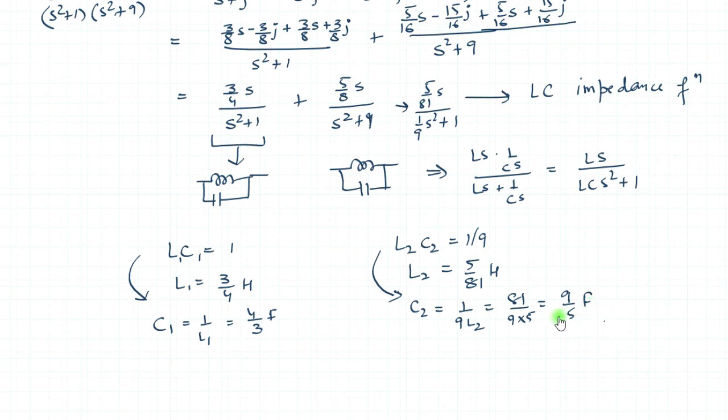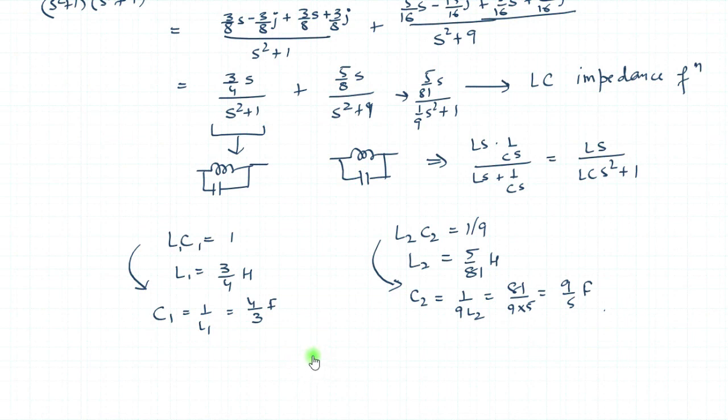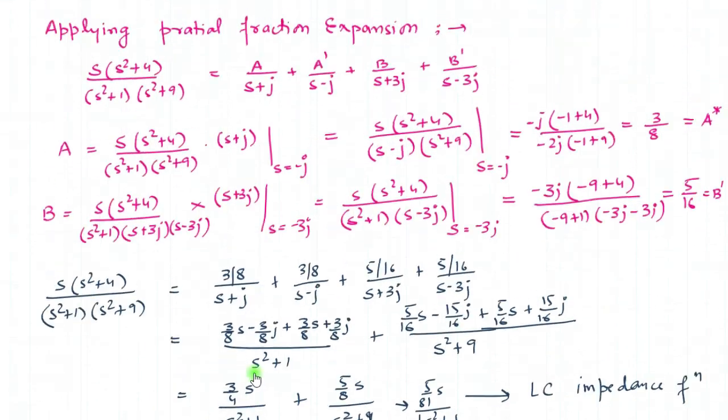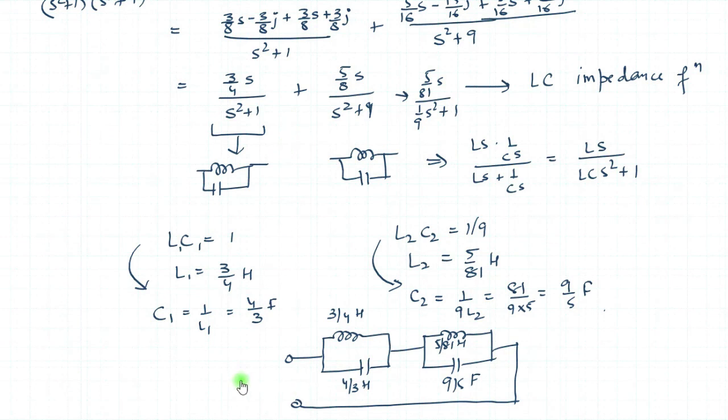So after decomposition, I have all the values of L and C. I can draw the circuit, and the circuit will be a parallel combination of L and C, where L1 will be equal to 3 by 4 Henry and C will be equal to 4 by 3 farad, connected in series with another parallel combination of L and C, where this L will be equal to 5 by 81 Henry, and this C will be 9 by 5 farad. And completing this circuit, the circuit will look something like this. So this is the Foster one form realization of the given network function. This is Foster one form realization.